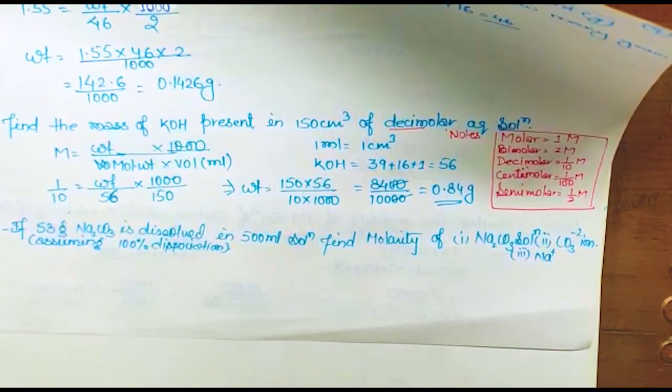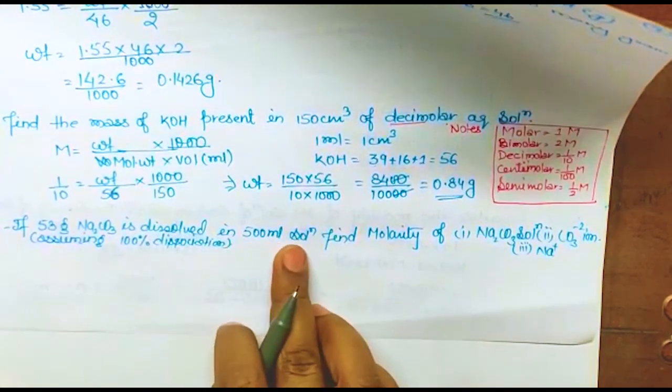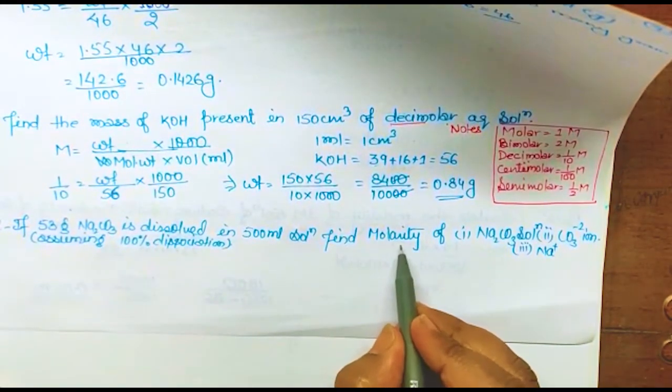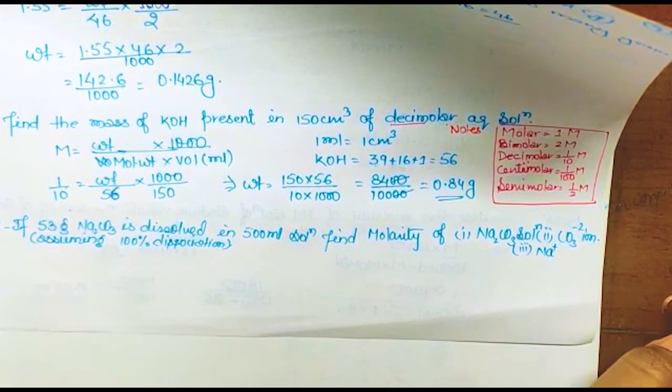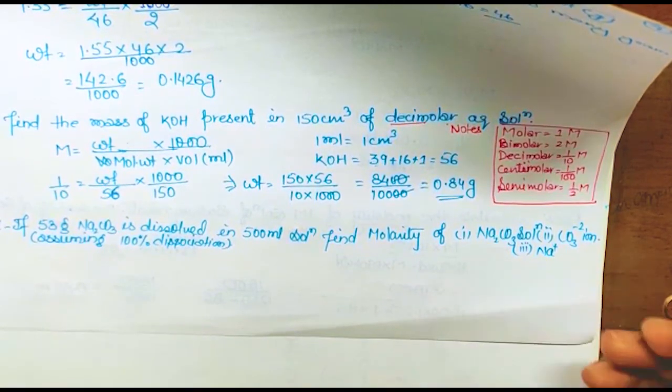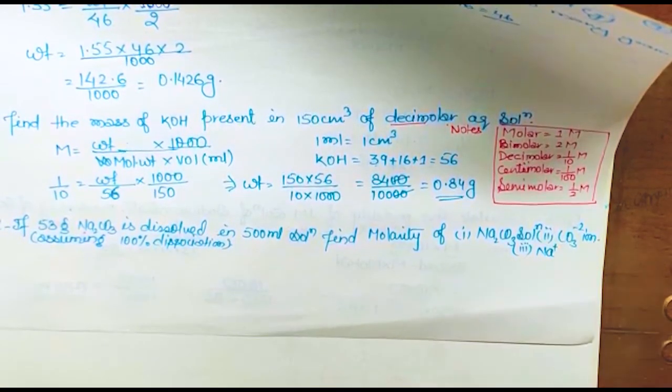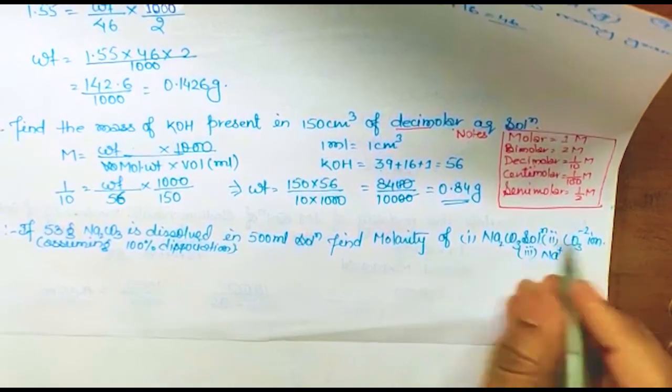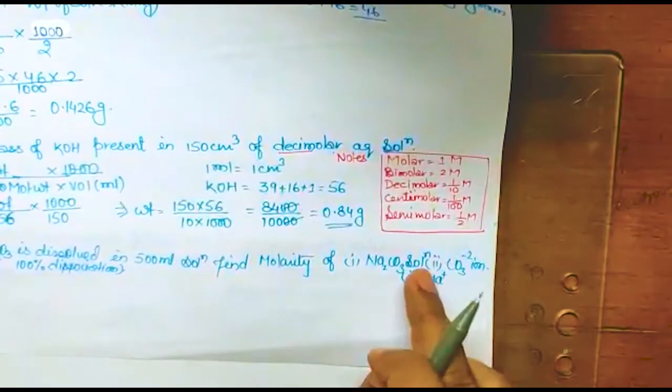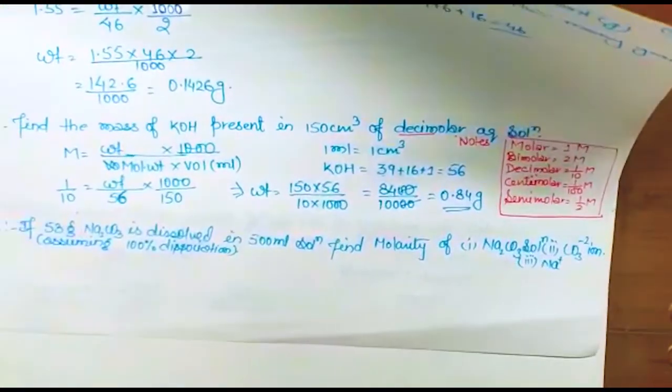If 53 gram of Na2CO3 is dissolved in 500 ml solution, find molarity. See, in this question we also have to find the ions' molarity. How will you find the ions' molarity? First we will find the first part, and leave the second and third parts. Let's check the first part.